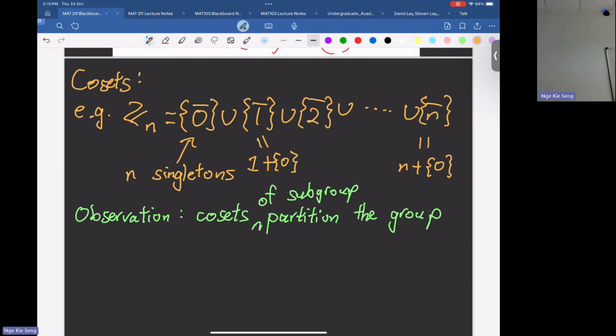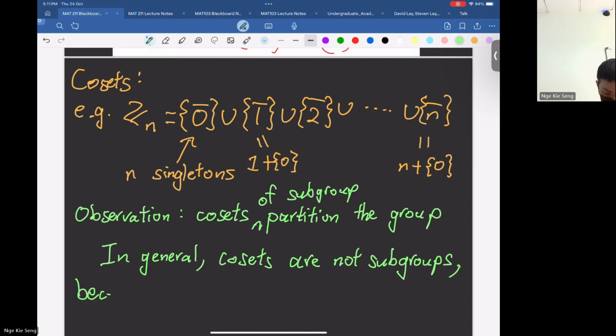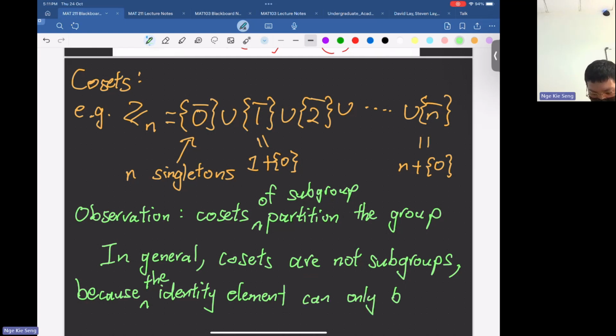Good. In general, you don't have the identity, because the identity lives inside your subgroup. But we know that cosets partition the group, so the identity can only belong to one of the cosets, which is exactly the subgroup. So in general, cosets are not subgroups, because the identity element can only belong to one of the cosets.